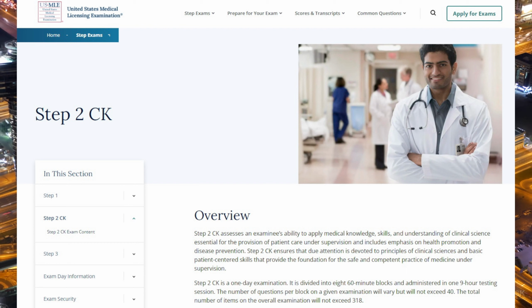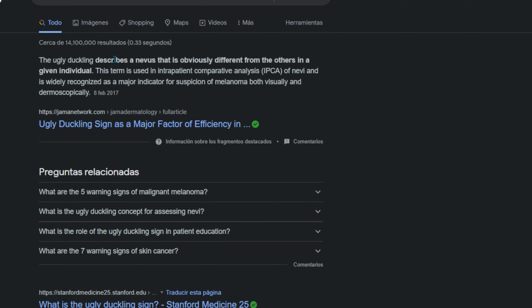The last criterion you can check for a melanoma is the ugly duckling sign. The ugly duckling sign means one lesion is significantly different from the others in the patient. For example, you have a patient with multiple lesions because he has been exposed to sunlight all the time, but among all these lesions, there is one that looks different. This is the ugly duckling sign. It describes the nevus that is obviously different from the others in a given individual. This is an intra-patient comparative analysis, and it is widely recognized as a major indicator of suspicion of melanoma, both visually and dermatologically.